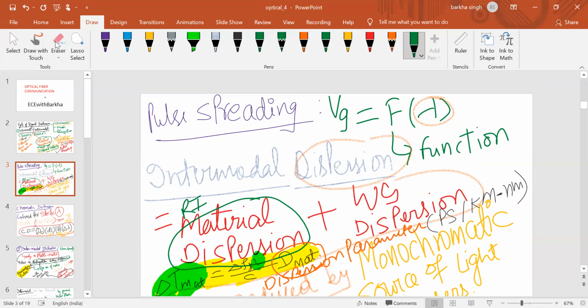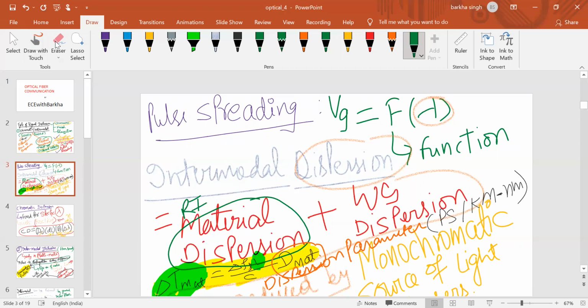Basically, what is material dispersion? Material dispersion arises because of the refractive index of the core material as a function of wavelength. This causes a wavelength dependence of the group velocity as a function of wavelength lambda.